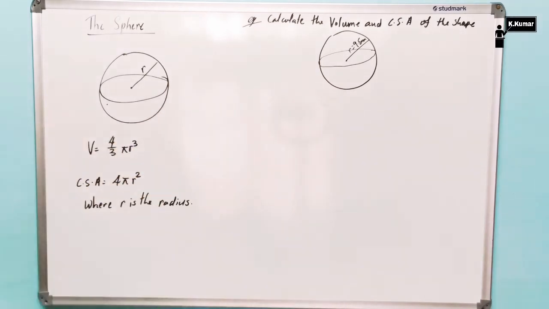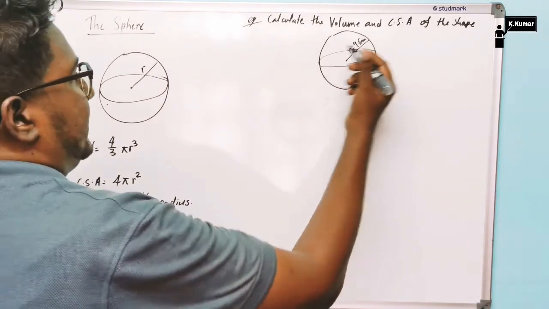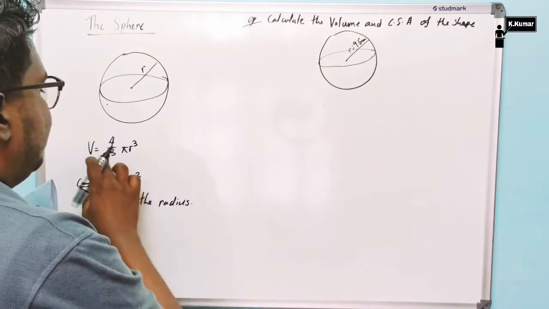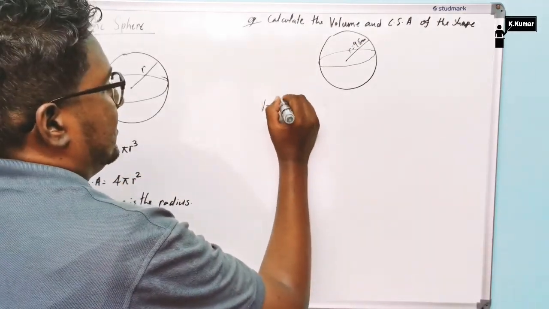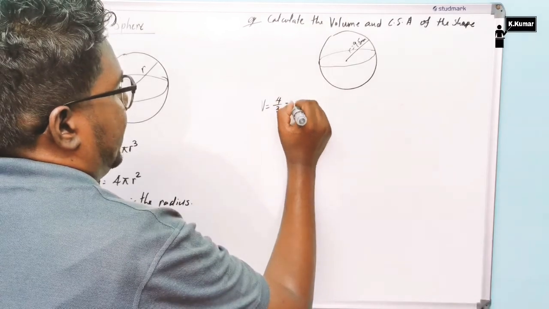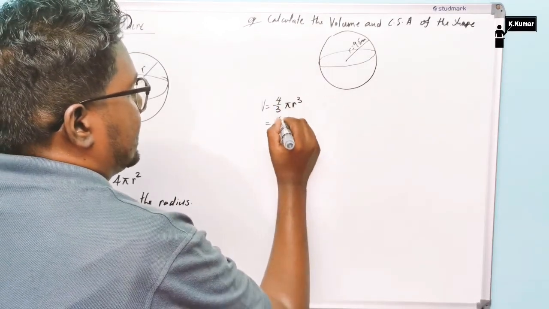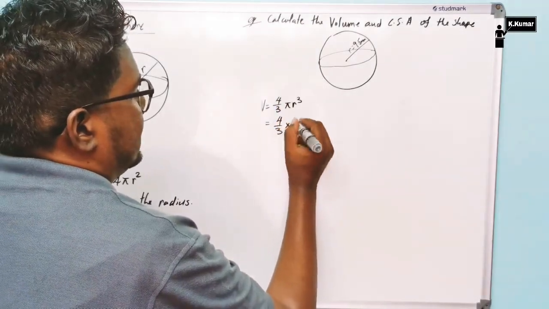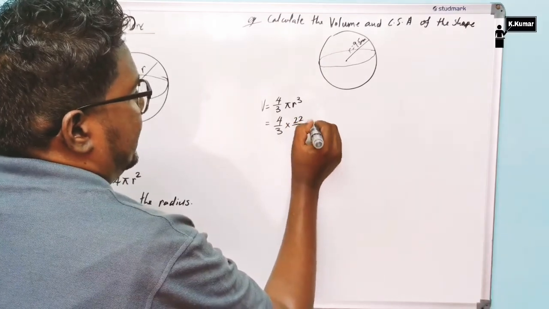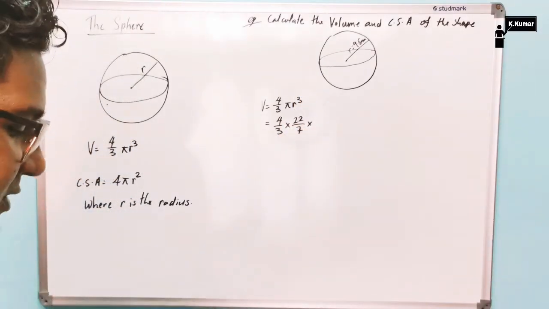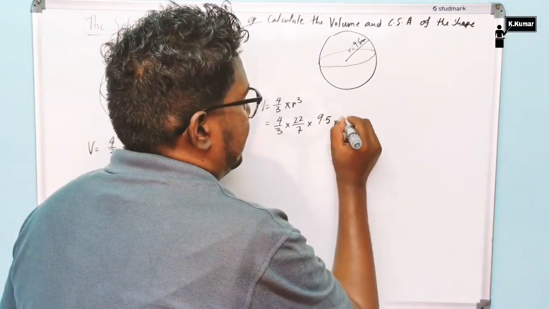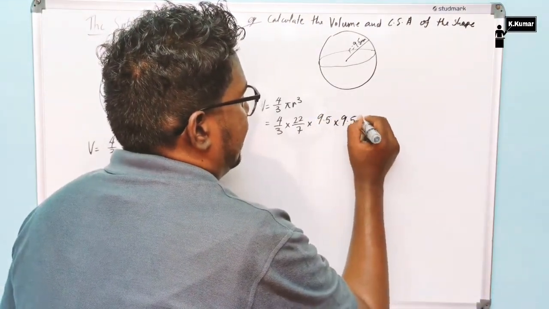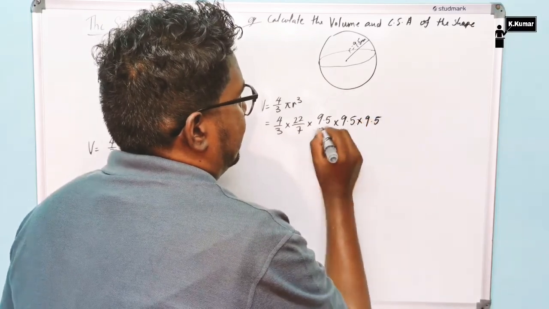So you have an example there to calculate the volume and curved surface area of the shape. They give us the radius as 9.5. So let's go to the volume first. So V is equal to 4 over 3 pi r cubed. This is going to be 4 over 3 times pi, which is 22 over 7, times r cubed. That means the radius multiplied by itself 3 times. So that's going to be 9.5 times 9.5 times 9.5. We put them over 1.